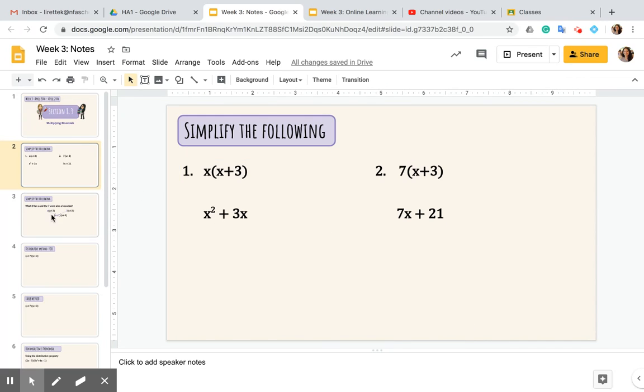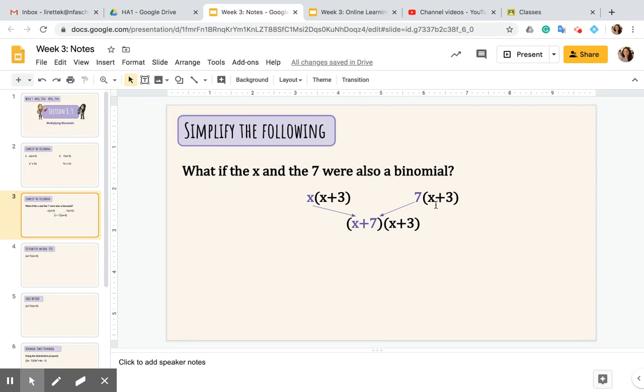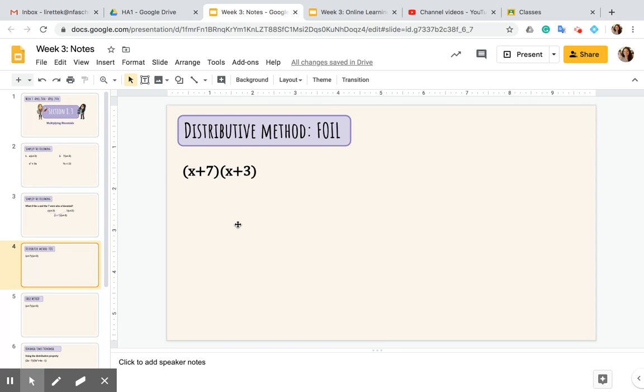Now here's a question. What if I took this term on the outside and this term, and I stuck them together in their own binomial? So now instead of multiplying each of them separately, I've got a binomial times another binomial. How would you simplify something like this? Well, there's a couple different ways that we're going to go through. One way is to use kind of what we just used, the distributive method. When you're looking at 2 binomials, we call this distributive method FOIL.